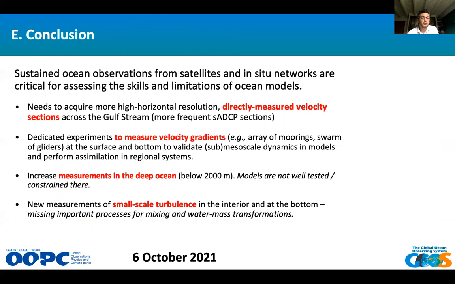And finally, direct measurements of the small-scale turbulence will also be instrumental to evaluate and improve the representation of mixing processes in models. And the Gulf Stream would be a particularly fine place to do that because we know a lot of things are happening at all scales, and they can have huge impact on larger scales and climate-related issues.